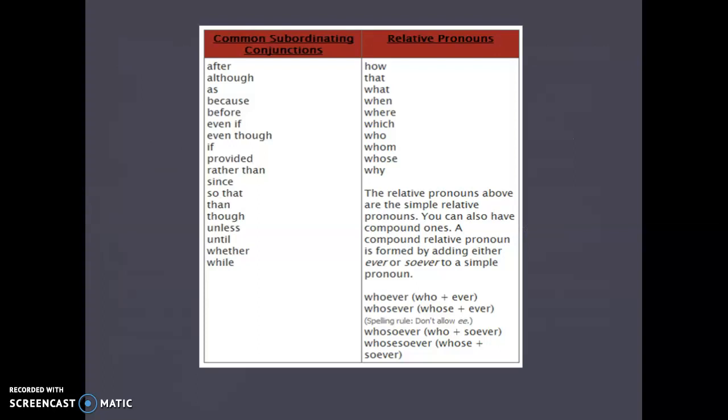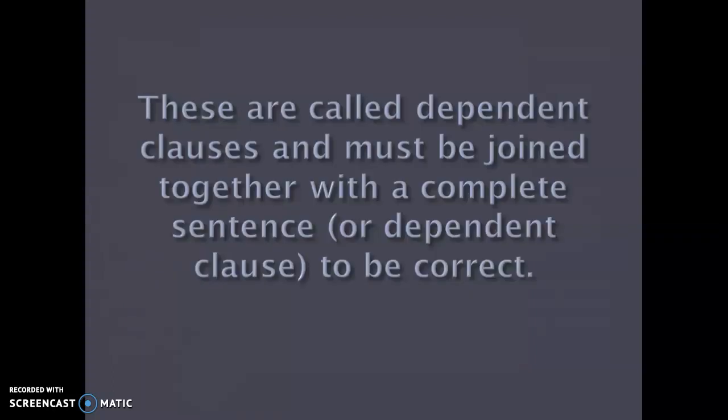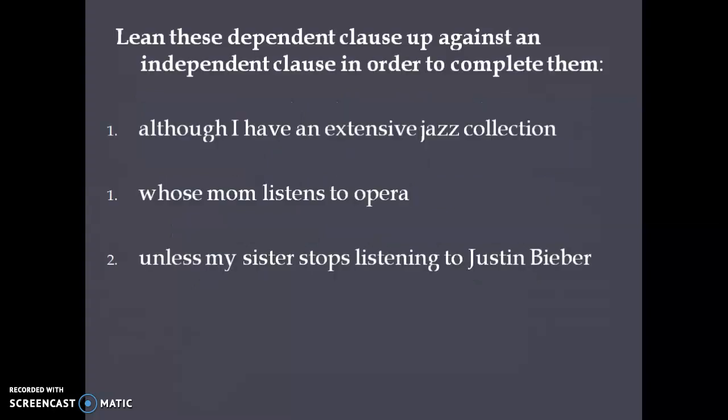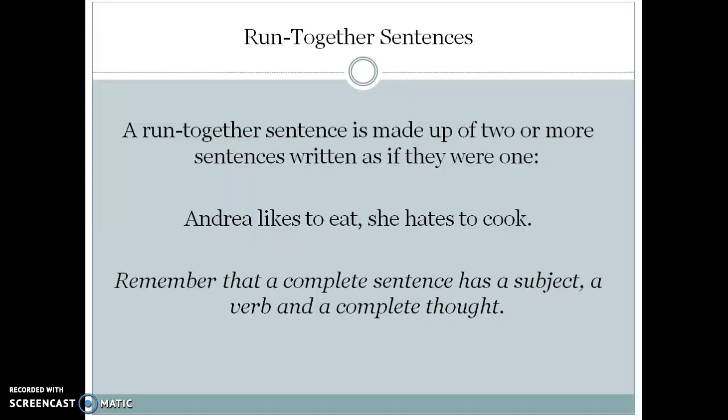Here's a long list of dependent words. We call them subordinating conjunctions and relative pronouns, but these all function the way I'm describing. So this kind of fragment is called a dependent clause, the kind of fragment that begins with a dependent word, and it has to be joined with a complete sentence to be considered complete. So you can pause the screen here and complete these sentences. You've got 3 dependent clauses, so I want you to lean them up against independent clauses in order to fix the fragments. Moving on, run together sentences.